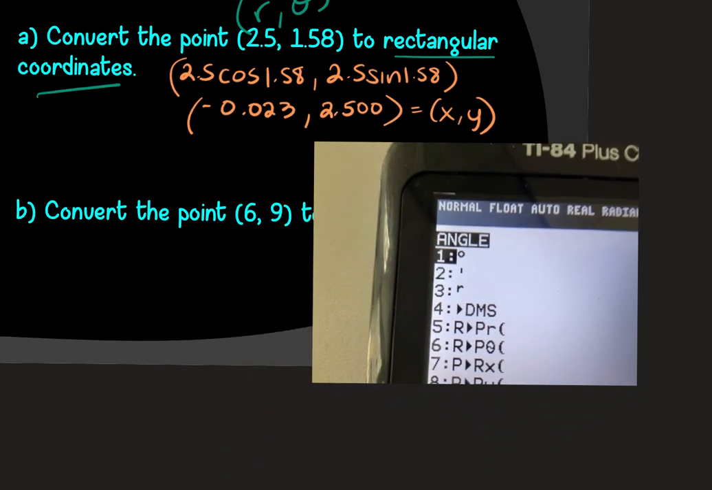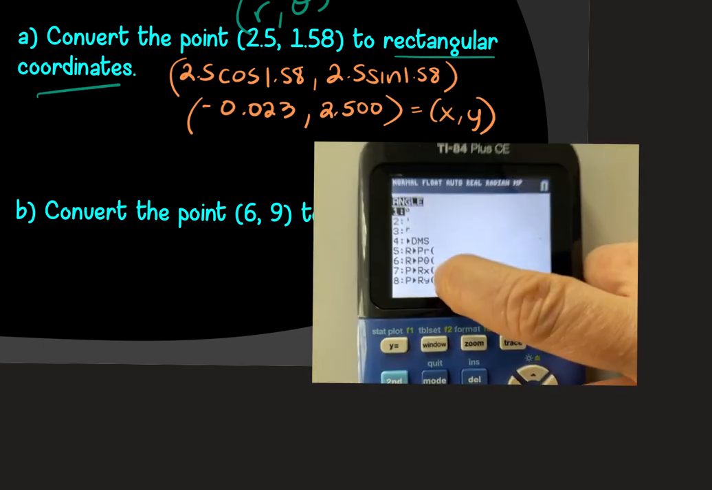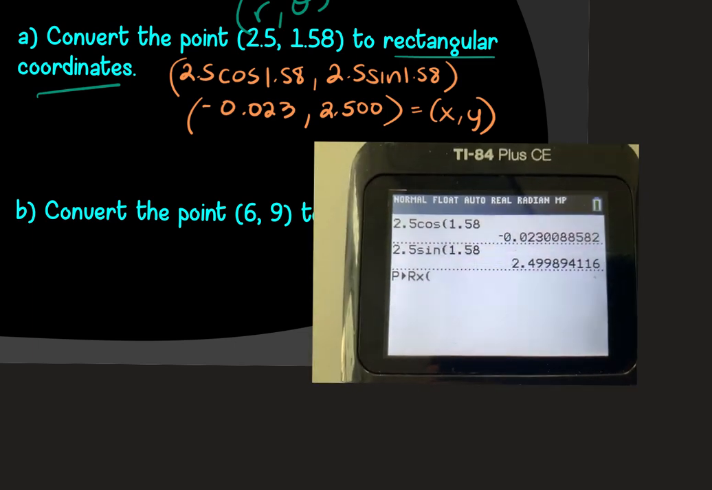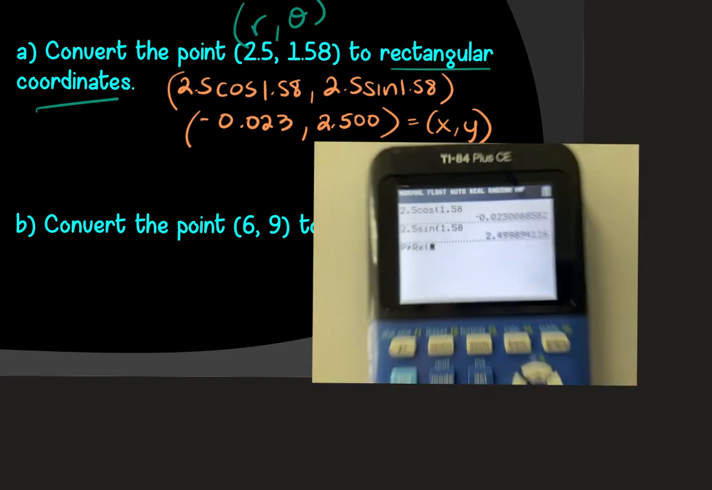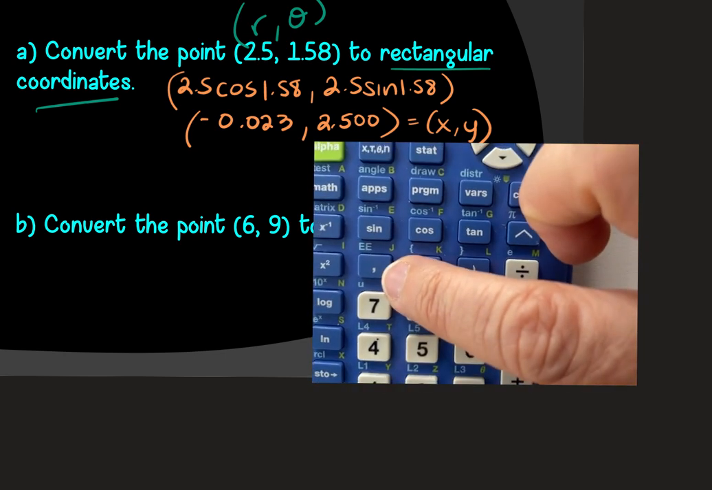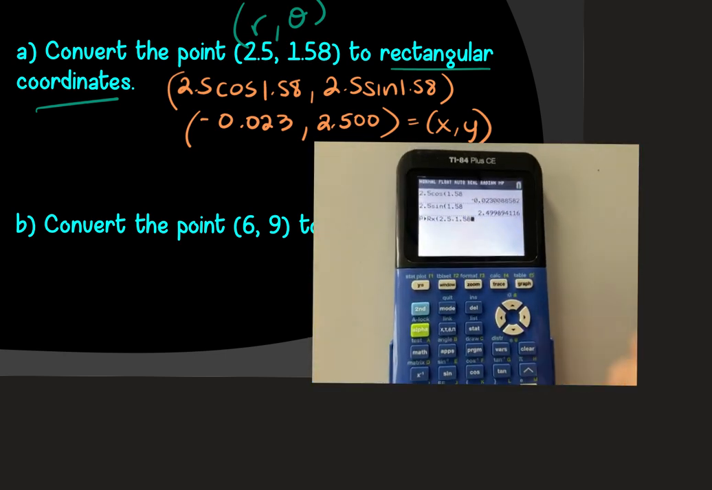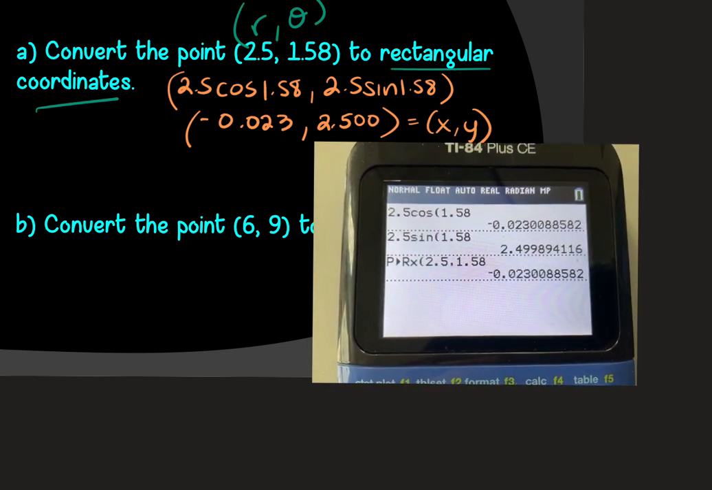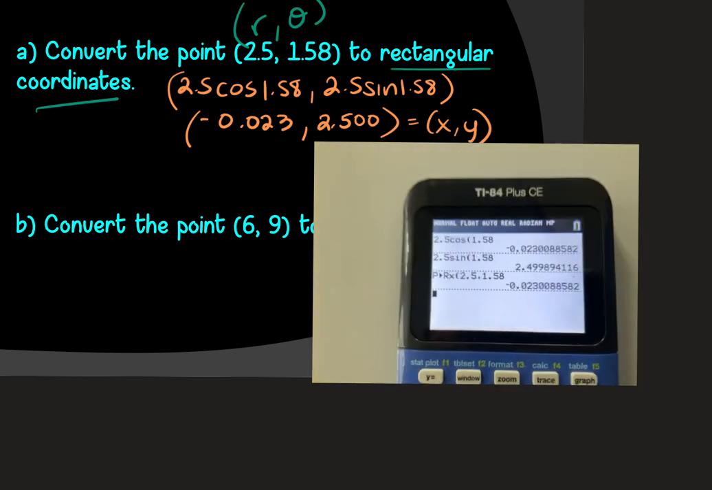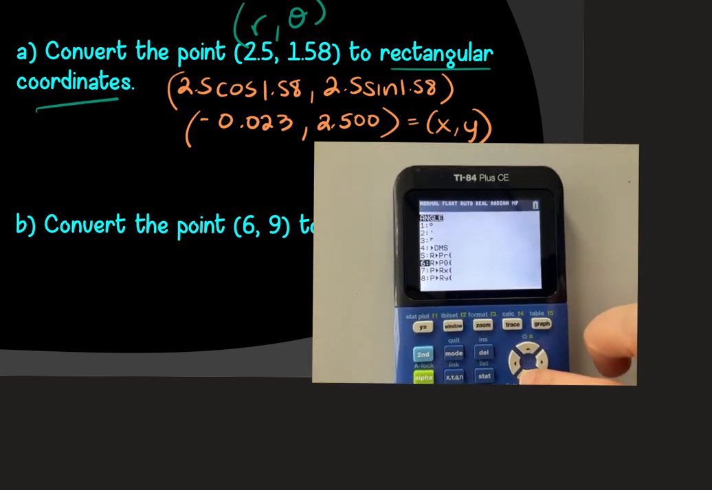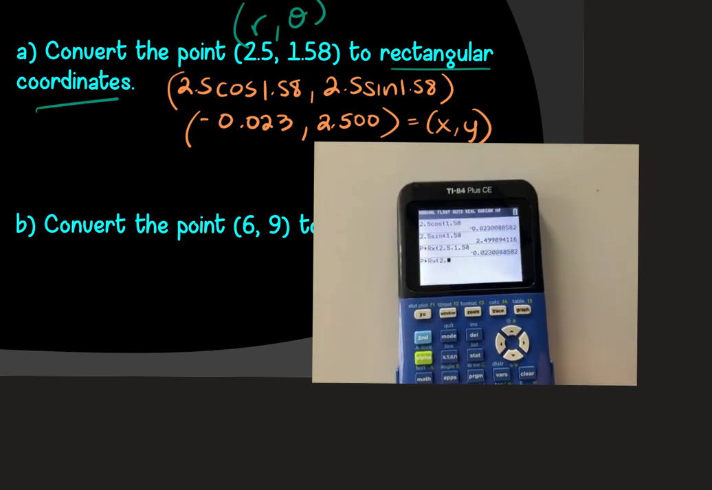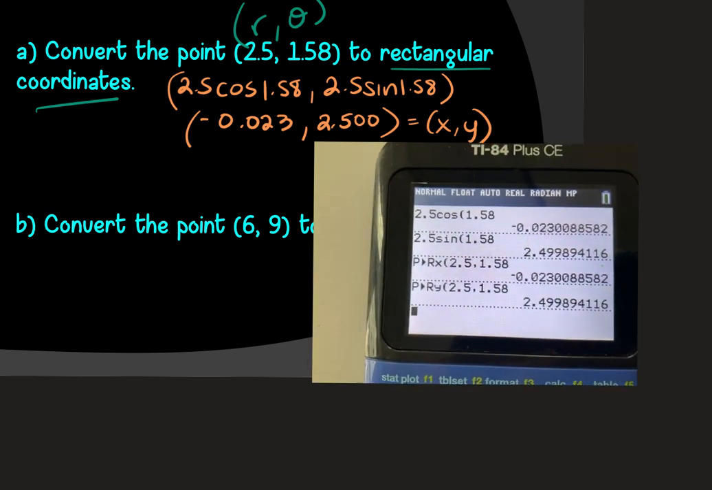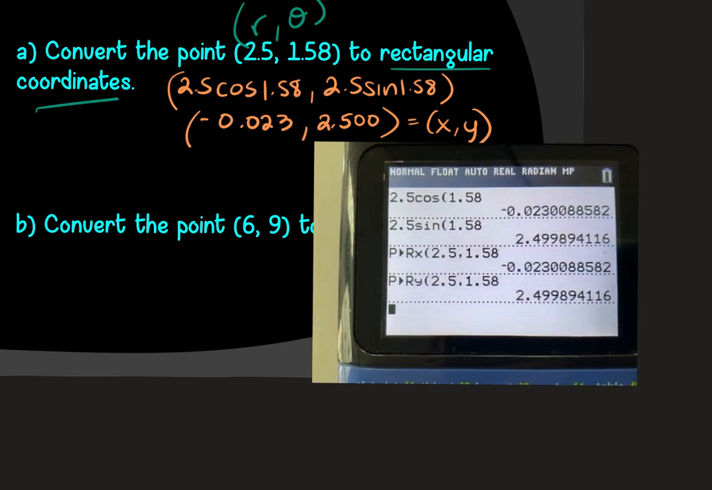If I am going to rectangular, I'm starting with polar, so I'm going to go to 7, polar to rectangular x. I'm going to type in my original coordinate point: 2.5, comma, 1.58. The comma is next to the parentheses. Hit enter, and there's the x coordinate of my rectangular coordinate. Then I'm going to go back, second apps. This time I'm going polar to rectangular y. Type in the same coordinate point, 2.5, comma, 1.58. Hit enter, and there's the y coordinate of my rectangular coordinate.